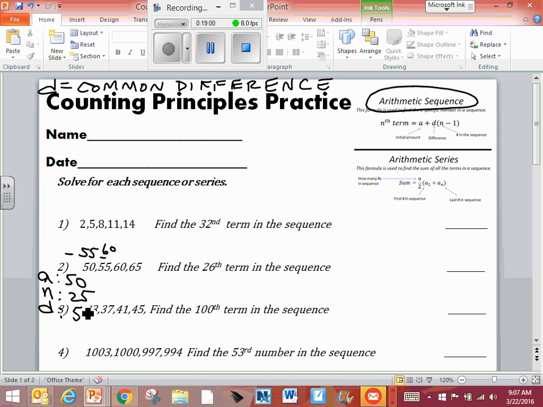N, it says 25. Who said 25? Or maybe said 26, and I wrote 25. How do you know 26?